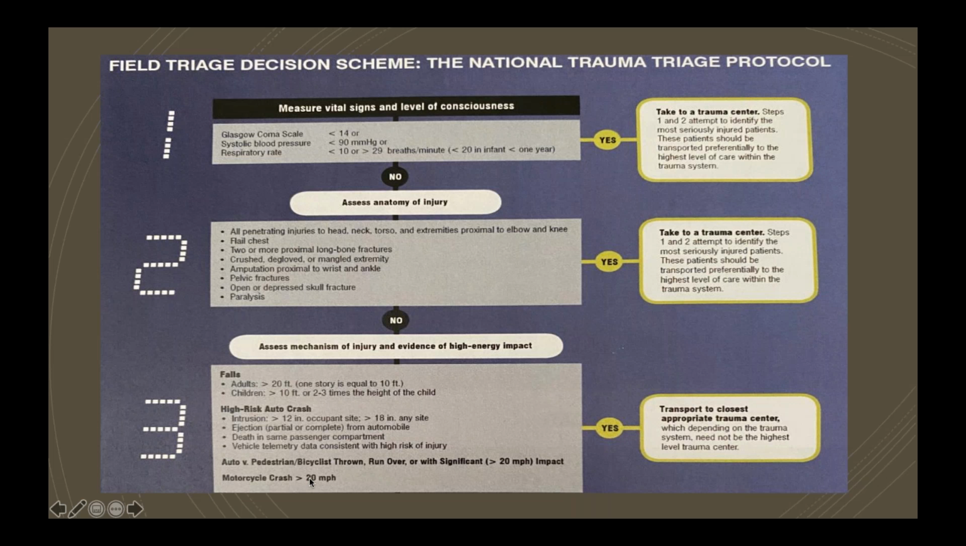Any automobile versus pedestrian or bicyclist, anyone that's been run over or has a significant greater than 20 mile per hour impact, any motorcycle crash greater than 20 miles per hour. So this is all steps 1, 2, and 3. If you have any of these steps or any of these findings in your patient during your initial assessment, trauma code needs to be called to that receiving facility.